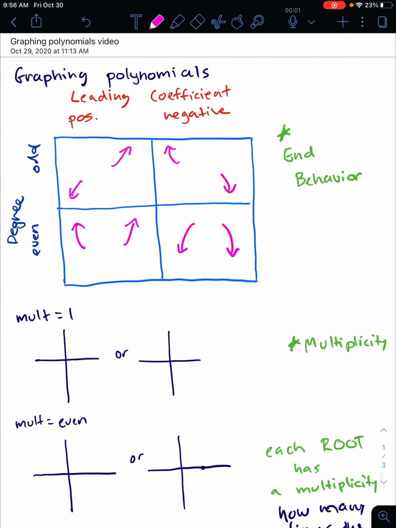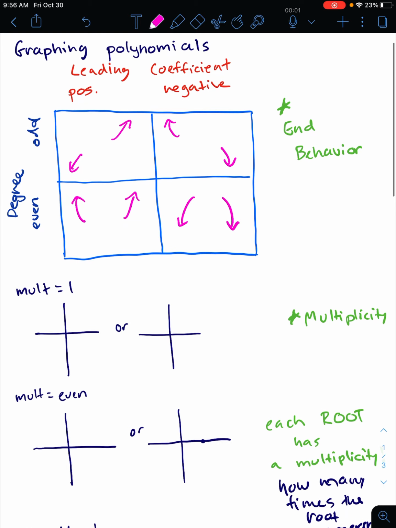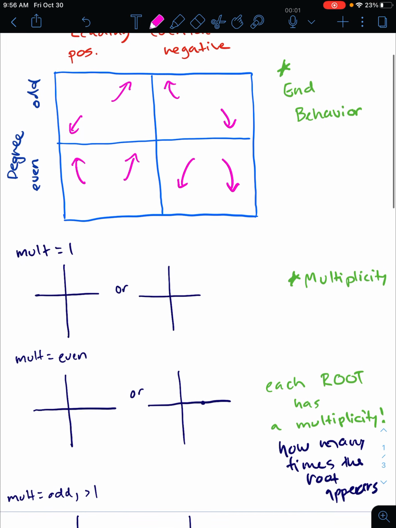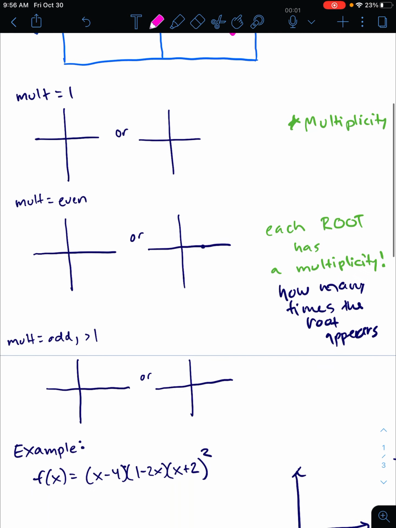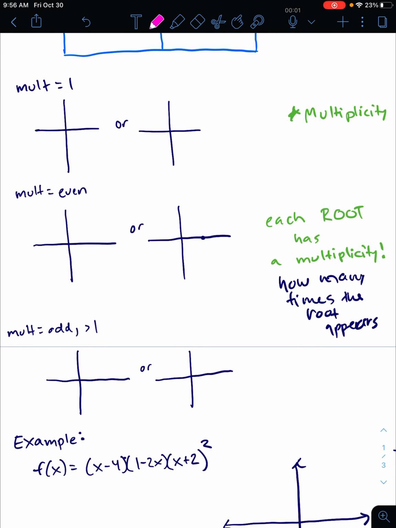So this is a really helpful chart just to always reference when you're trying to decide what direction your end behavior is going in. Okay, the second new concept that we talked about was the multiplicity. So the multiplicity is how many times each root appears. So every single root of your polynomial equation will have its own multiplicity.